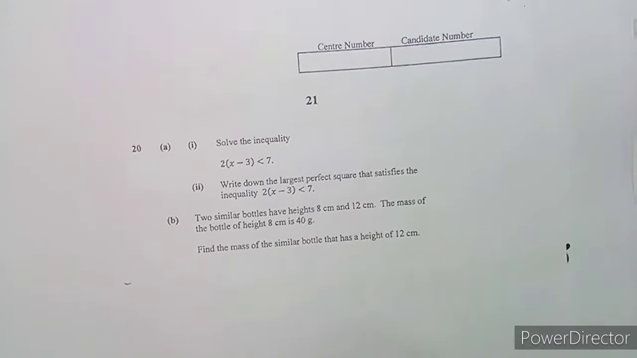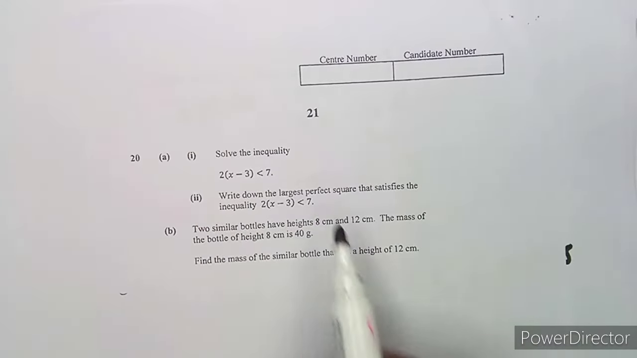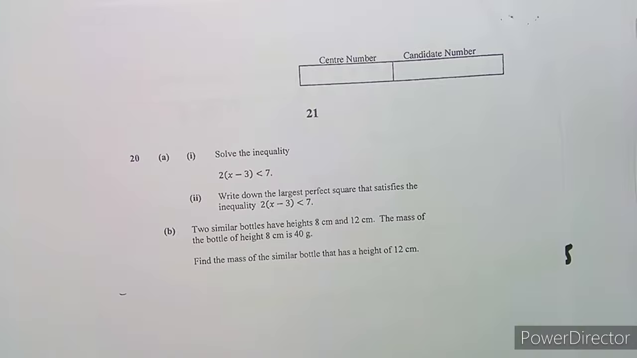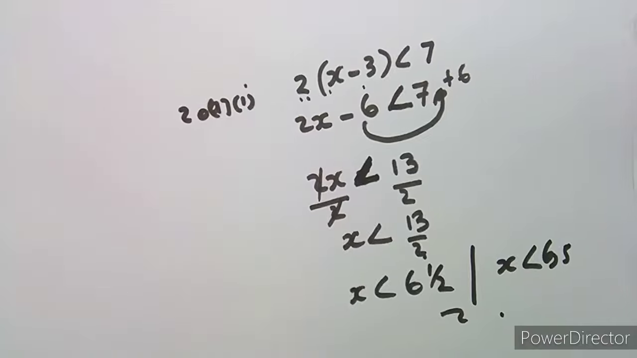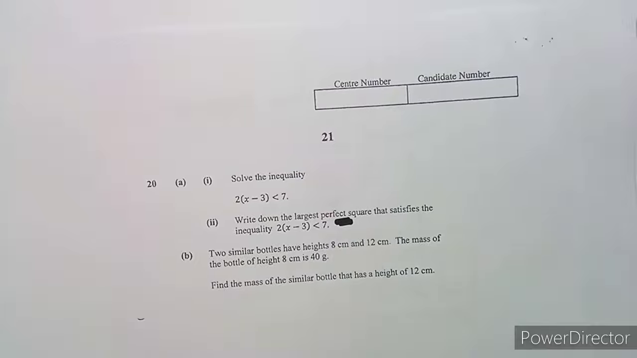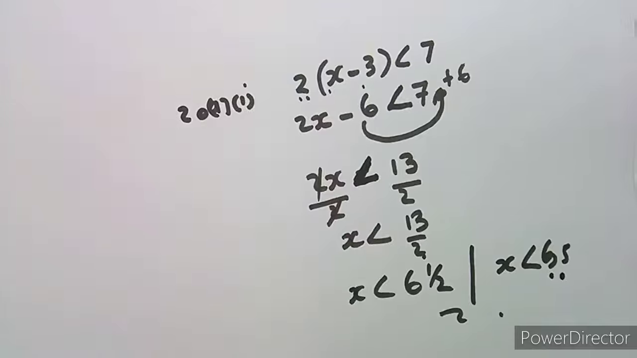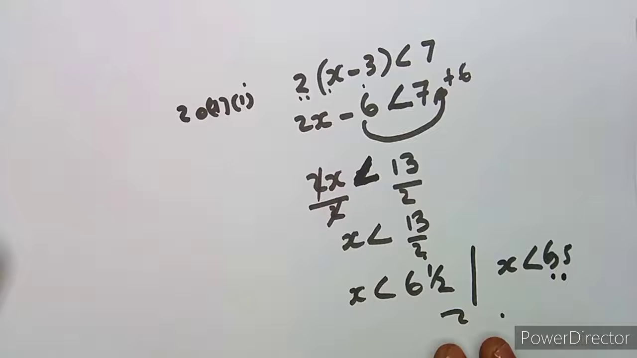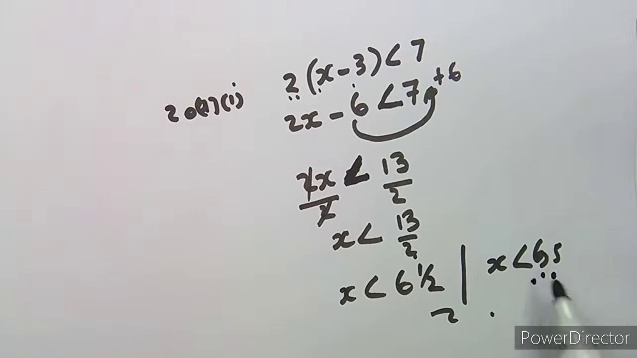Now the question is, write down the largest perfect square that satisfies the inequality. What is the largest perfect square that we are going to have? Okay, we are talking of x, guys. We are talking of x being less than 6,5. So what is the perfect square? That is the question. Okay, the largest one. What are the values that are less than 6,5?